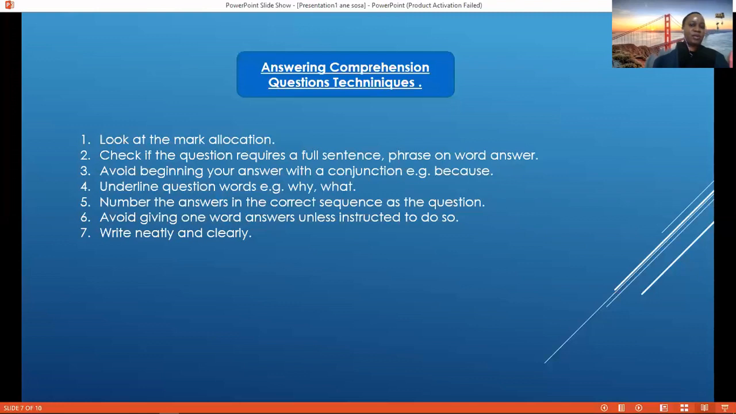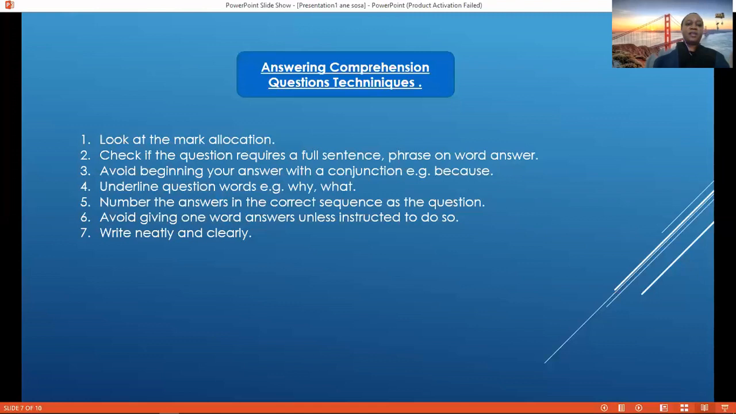Number 2, check if the question requires a full sentence, a phrase, or just a word answer. That is very important also. Number 3, avoid beginning your answer with a conjunction such as because. Number 4, underline question words. For example, why, what.